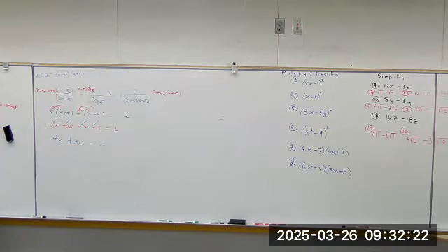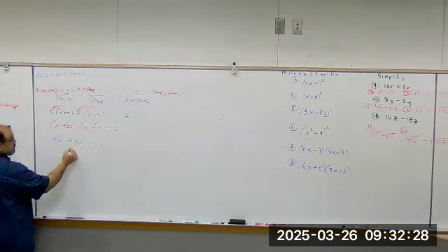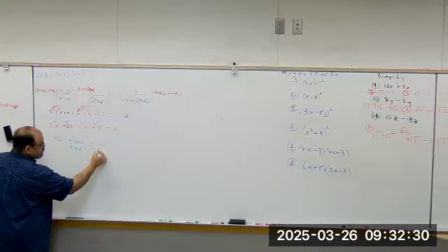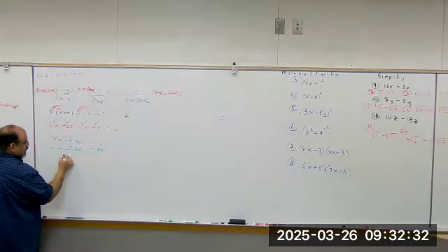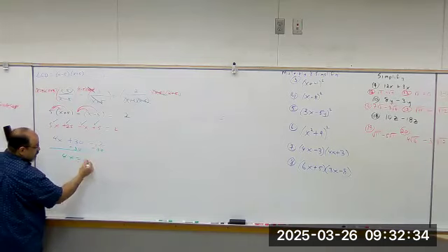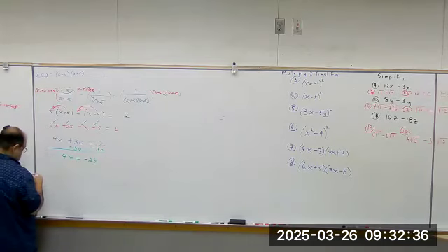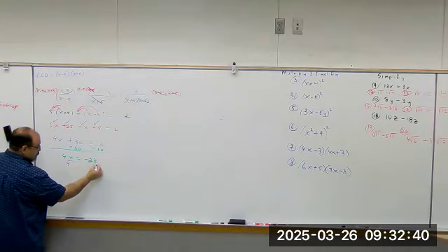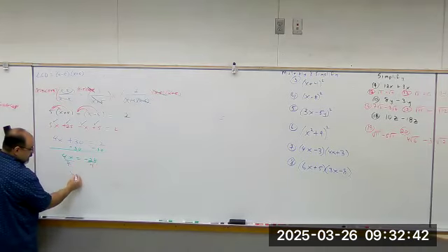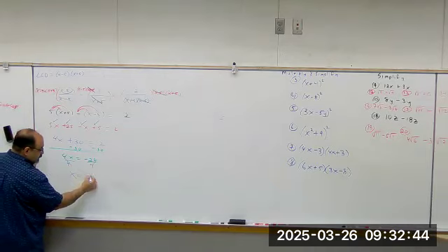Once we've simplified both sides completely, look at the problem. We get 4x is equal to negative 28. Divide by 4. And x is equal to negative 7.